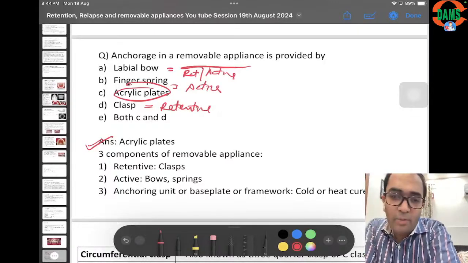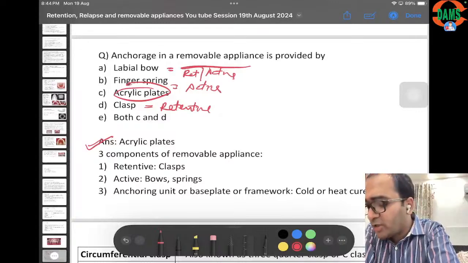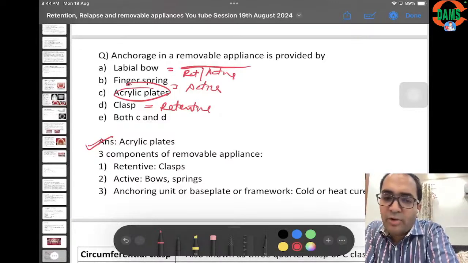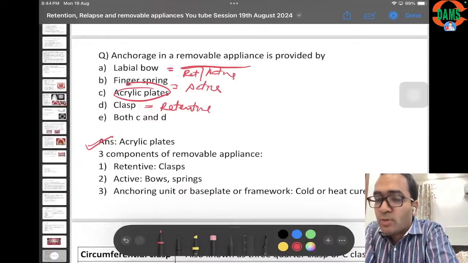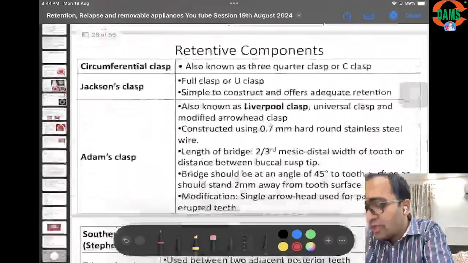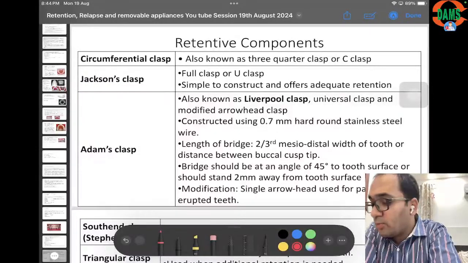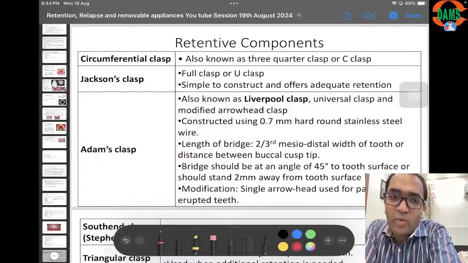So what are the 3 components of a removable appliance? These are the retentive components, which are clasps; active components, by bows or springs; and the anchoring unit, the base plate, which is formed of cold or heat cure acrylic and provides the anchorage unit. We'll discuss each of these components. Beginning with the first, the retentive components.